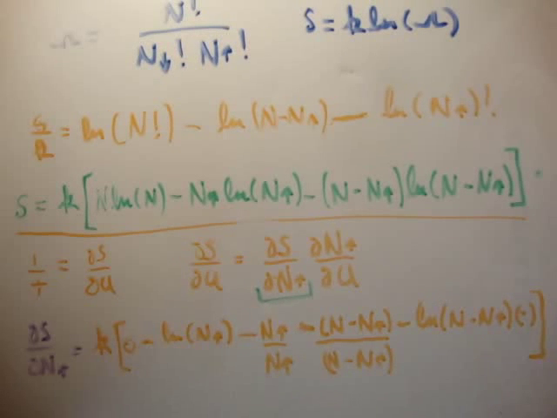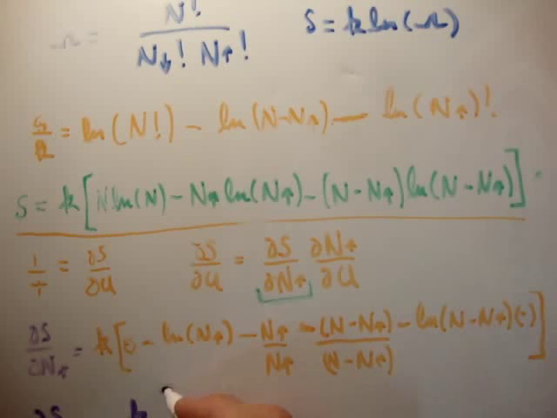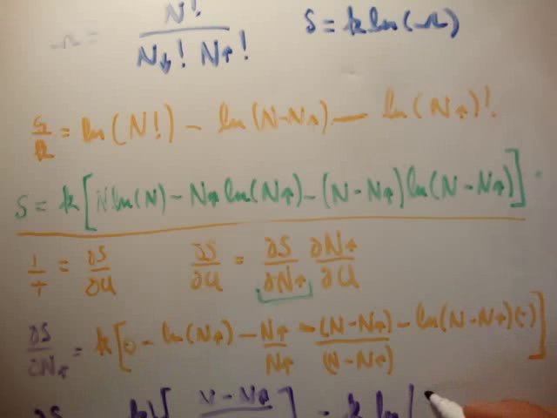Now, just make sure that you can see that. Yep, you sure can. So we can see that can be simplified in a very straightforward manner. So del S del N up is going to be equal to Boltzmann's constant outside of a logarithm, of course, N minus N up divided by N up, which is K log N down over N up.